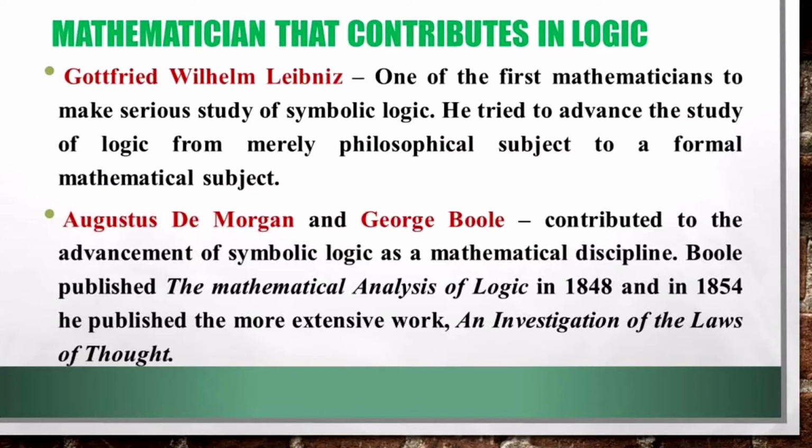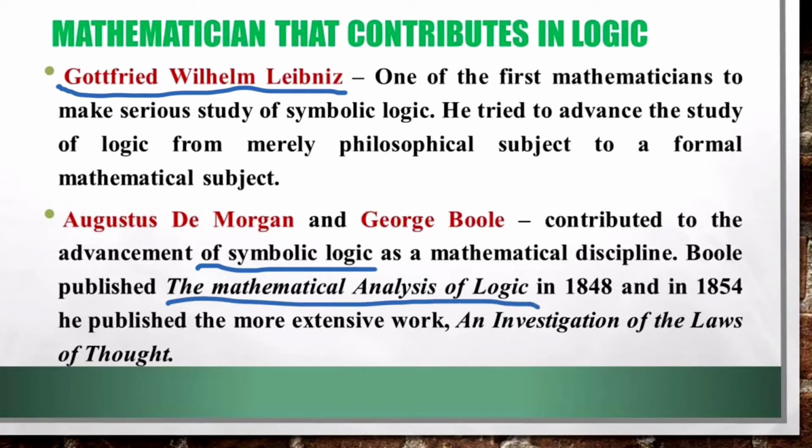And doon na pumasok itong si Augustus de Morgan at si George Boole. So kung ano yung naumpisahan ni Wilhelm Leibniz, ang nagpatuloy or mas pinag-aralan pa ay itong dalawang magkasunod na si Augustus de Morgan and si George Boole. So these two contributed to the advancement of symbolic logic as a mathematical discipline. So si George Boole published The Mathematical Analysis of Logic in 1848, and in 1854 he published a more extensive work, An Investigation of the Laws of Thought. Yun yung ginawa ni George Boole.